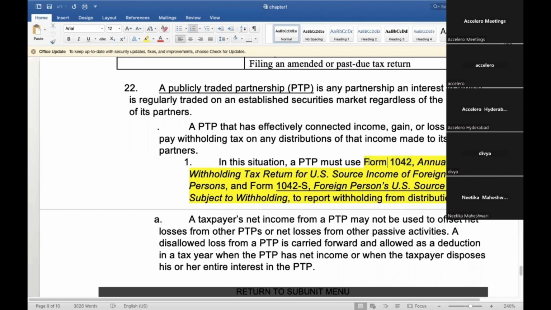This Form 1042 is again very important from the other country's perspective as well, because that is proof that there has been some withholding in the US. So if the taxpayer is in India and he has a Form 1042, he can easily prove to the IRS that, okay, there was a withholding and this is the reason why they're asking for credits.